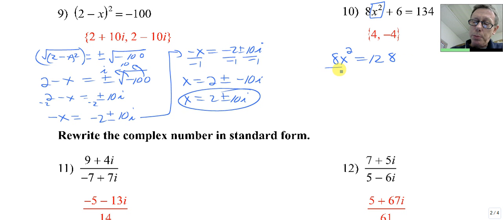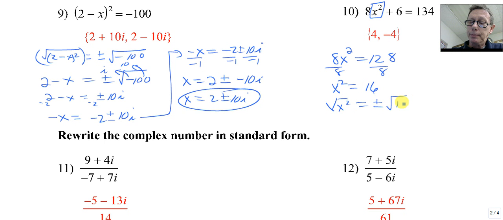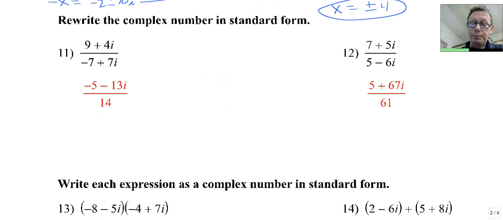Now I'm going to divide both sides by 8. And when I do that, I get x squared is equal to, 8 will go into 12 one time, 48, so I get 16. Now let's take the square root of both sides. And when I do that, I have to make a plus or minus. The square root of 16 is 4, so I will have x is equal to plus or minus 4.